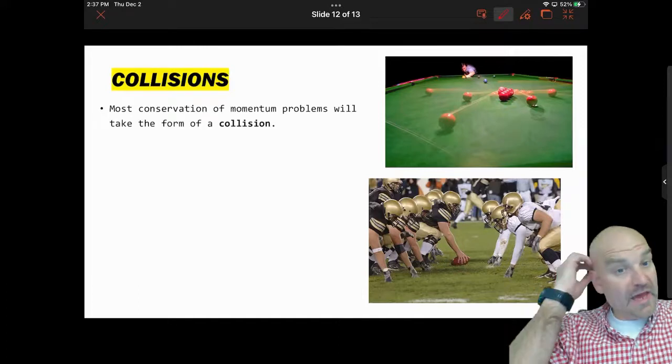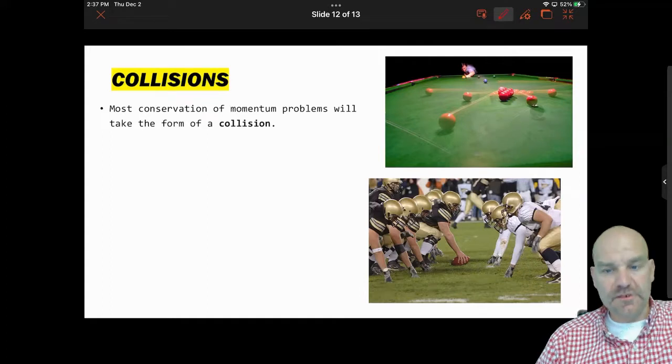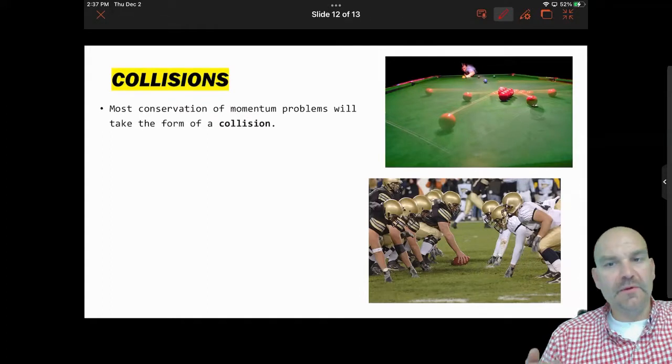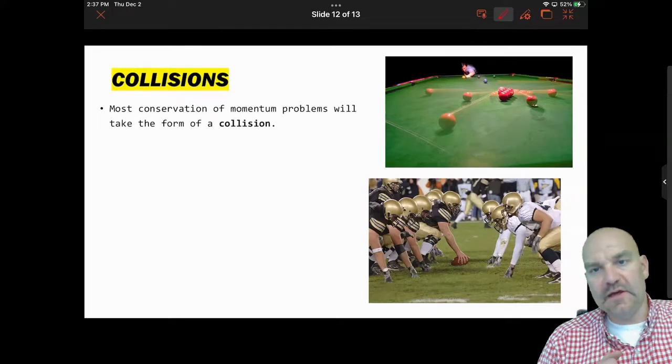A big application of conservation of momentum will take the form of collisions, right? So you can have billiard balls colliding. In fact, that's snooker, which is an English version of billiards.